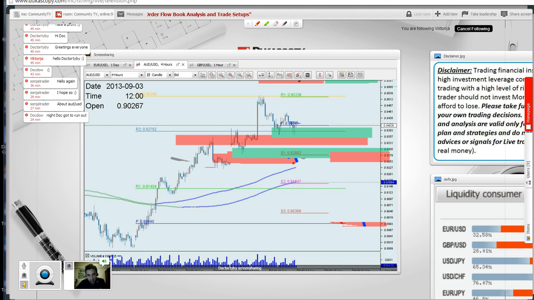0.9250, I don't see any demand. I see demand at 0.92, but not nearly enough to stop a possible breakout to the downside.